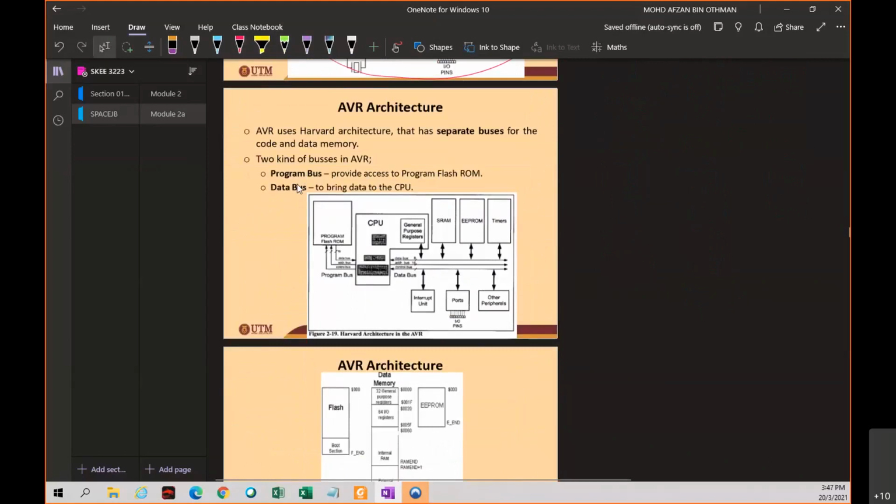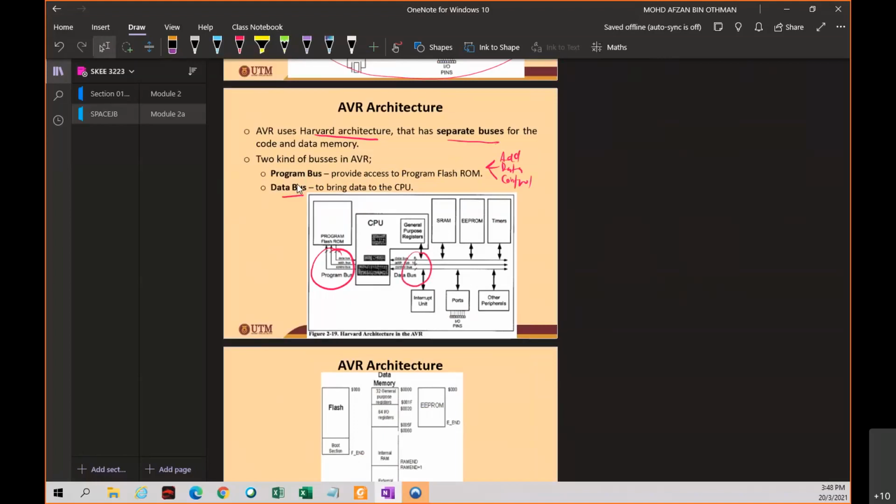Okay, so AVR uses a hybrid architecture that has separate buses for the code and data memory. There are two kinds of buses in AVR. One is the program bus, which connects to the program memory. Inside the program bus there are three more buses: the address bus, the data bus, and the control bus. This program bus provides access to the program flash ROM, to communicate between the CPU and the program.